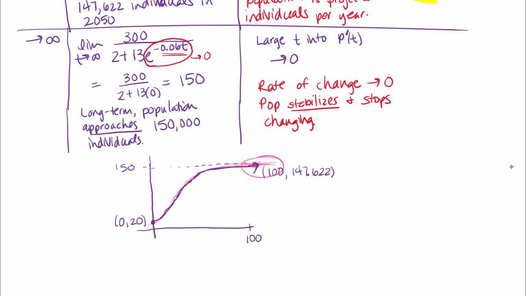So the function output values are approaching 150, or 150,000 individuals, but the rate of change, the slope of that tangent line, is approaching 0.